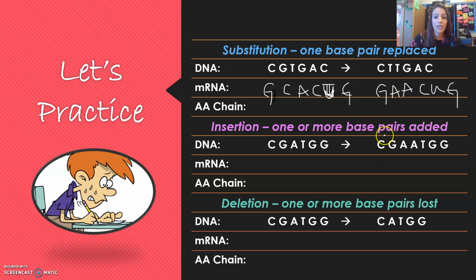So GCA is alanine, and then CUG is leucine. So now we have our replacement here. We have GAA. So GAA becomes GLU. Well, that's not alanine, so that's different, right? And then we still have CUG, which is LEU. All right, so now I want you to pause and do the other two on your own.